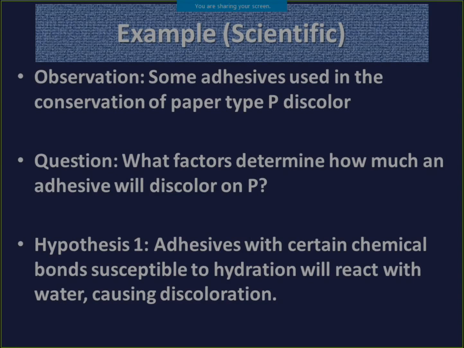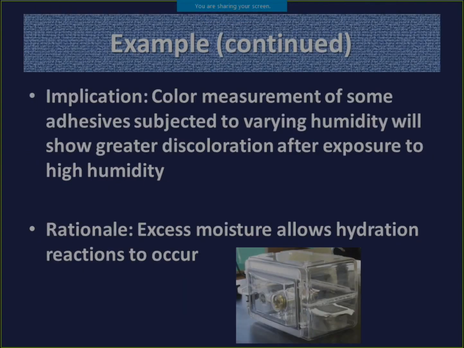And here we have an observation that some adhesives used with this particular type of paper discolor. The question is, what factors determine how much an adhesive will discolor on this paper? The first hypothesis might be adhesives with certain chemical bonds susceptible to hydration will react with water, causing discoloration. And the implication here is that color measurement of some adhesives subjected to varying humidity will show greater discoloration after exposure to high humidity. The rationale is that excess moisture allows hydration reactions to occur.